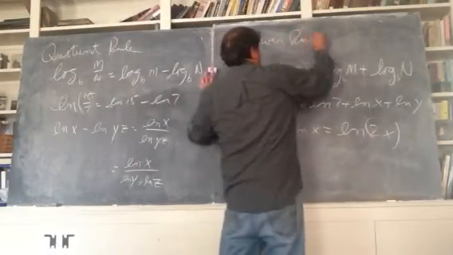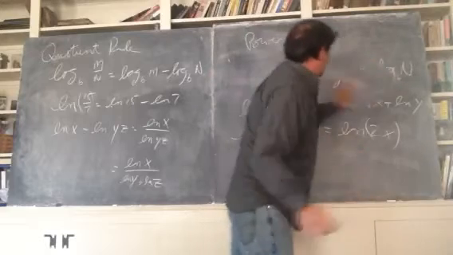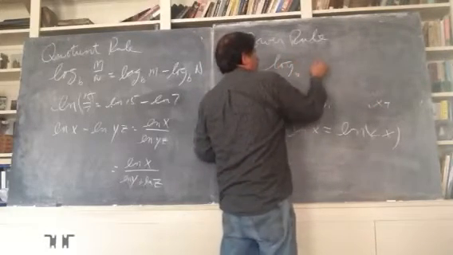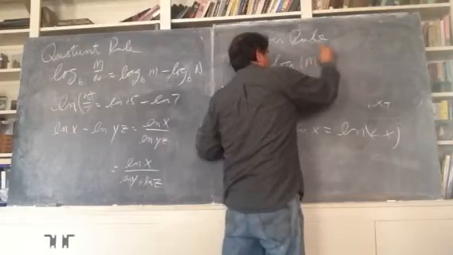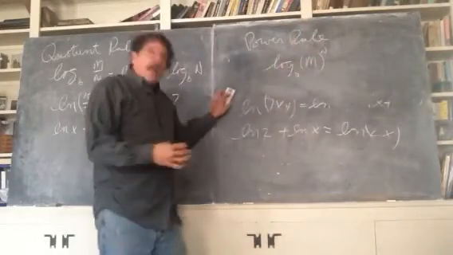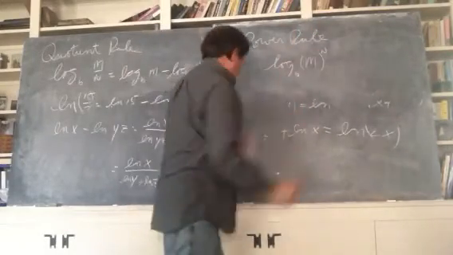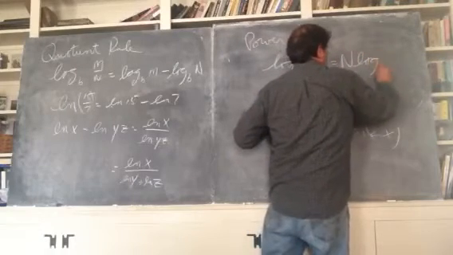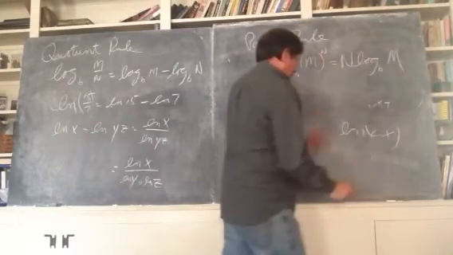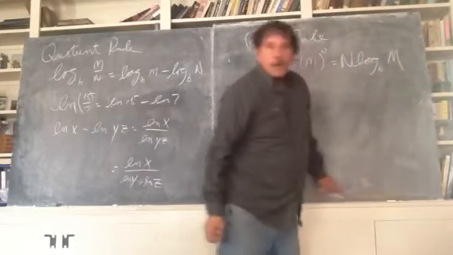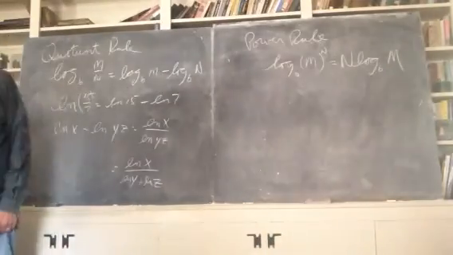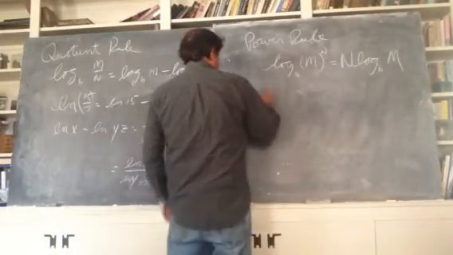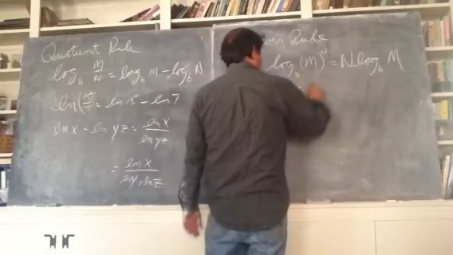It's kind of cool. Log of some base of m to the n is n times log m. This comes out front. The exponent comes out front, like so. So, for example, ln of x to the 5th is 5 ln x.